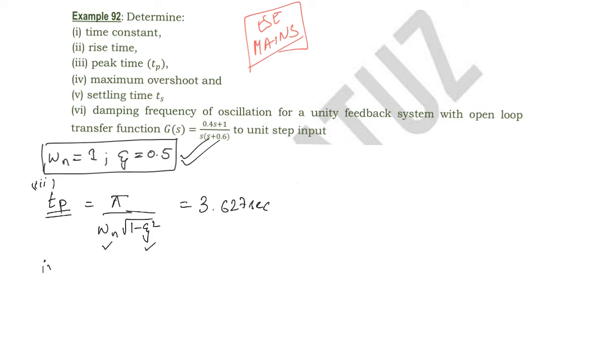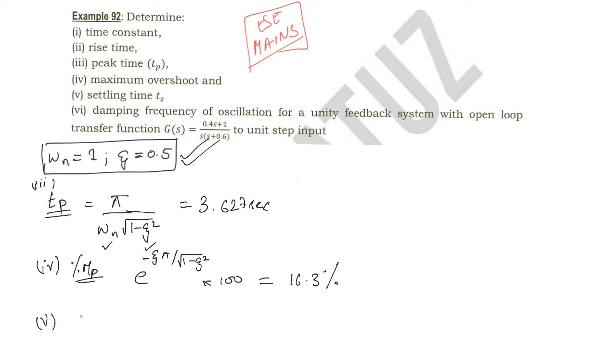The fourth is maximum overshoot, that is percentage Mp. What is the formula here? e to the power minus zeta pi by root over 1 minus zeta square, into 100. Zeta is equal to 0.5. If you substitute and calculate it, you will get 16.3%.